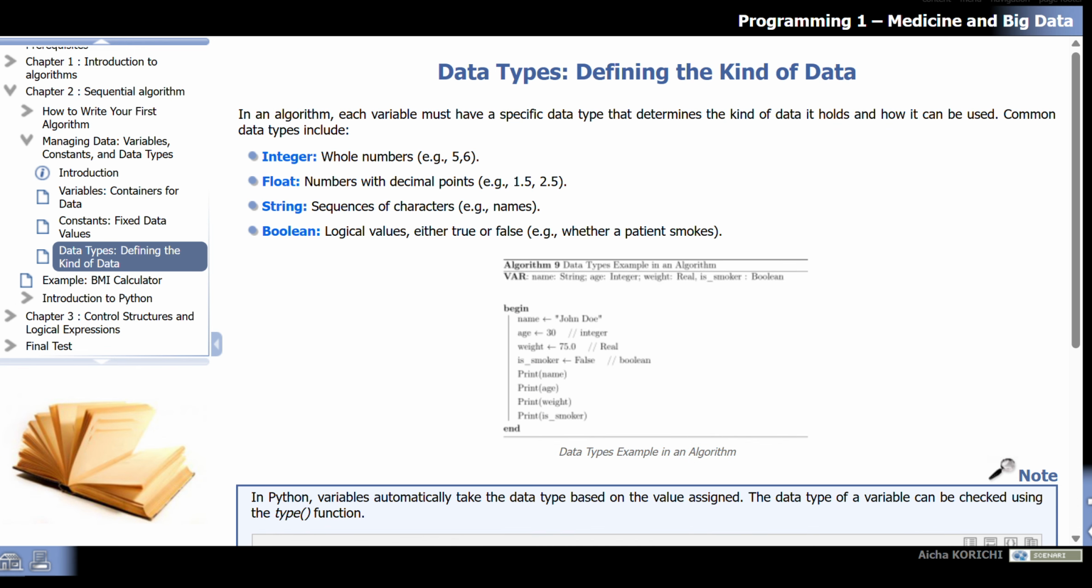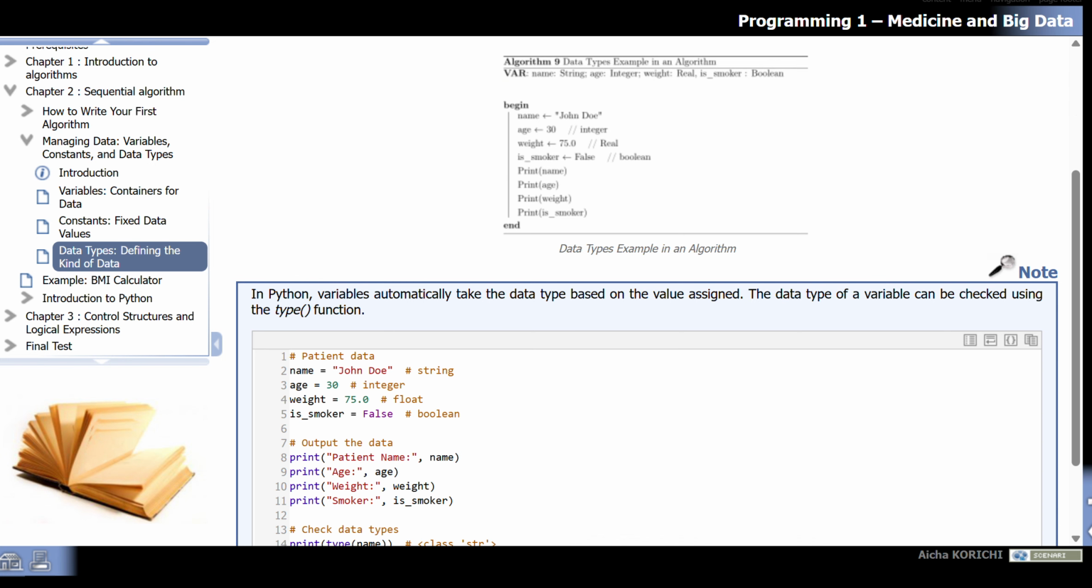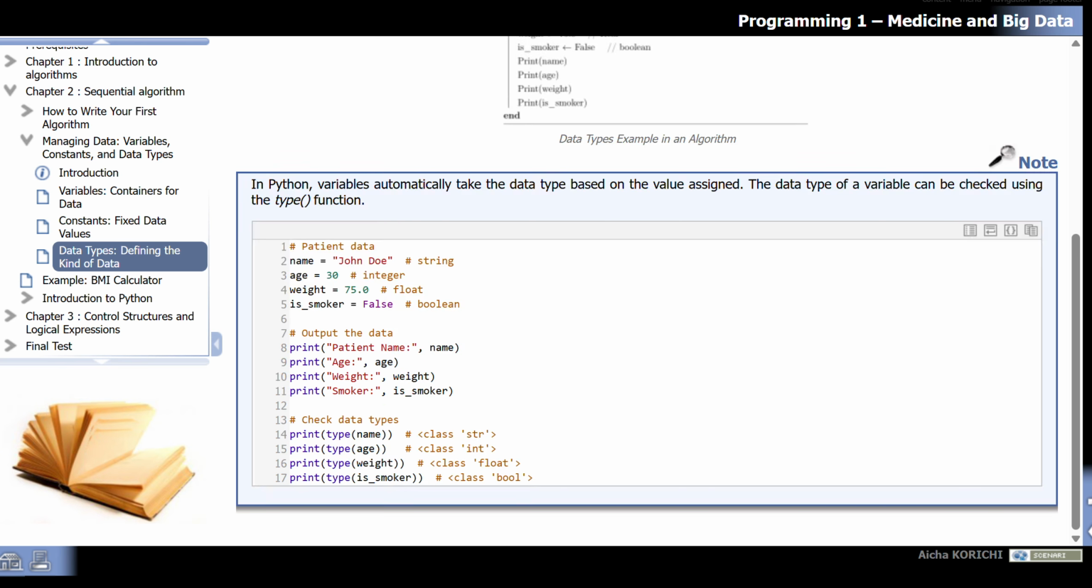So in algorithm, each variable must have a specific data type that determines the kind of data it holds and how it can be used. Common data types are integer, float, string, and boolean. And here is an explanation of each type. In Python, variables automatically take the data type based on the value assigned. And this is an example of a Python code.